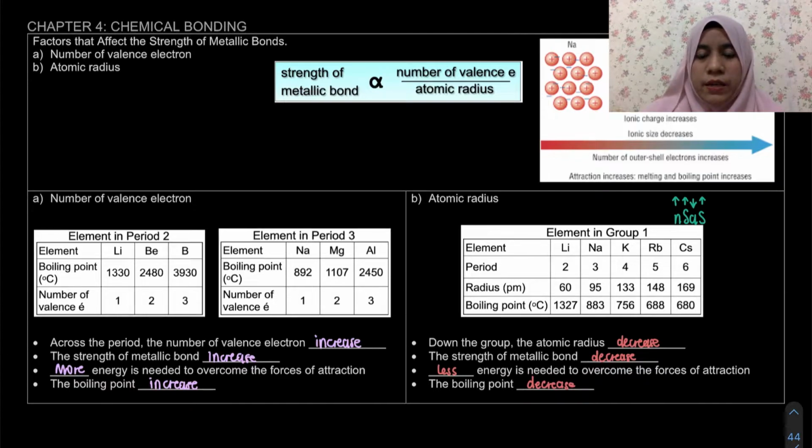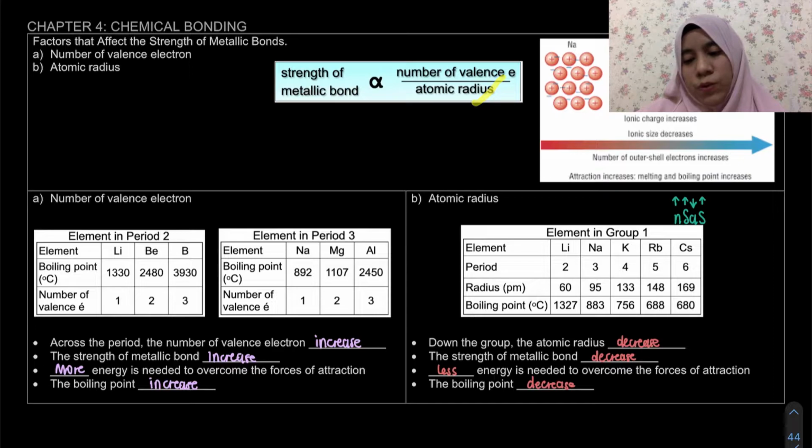So it is directly proportional to valence electron. Because the more electrons there are, the stronger the attraction between our positively charged ion and the electrons. But it is inversely proportional to our radius. So when our radius is getting bigger, but the number of electrons is the same, it has a weaker force of attraction. So that is actually the factors that affect the strength of metallic bond.